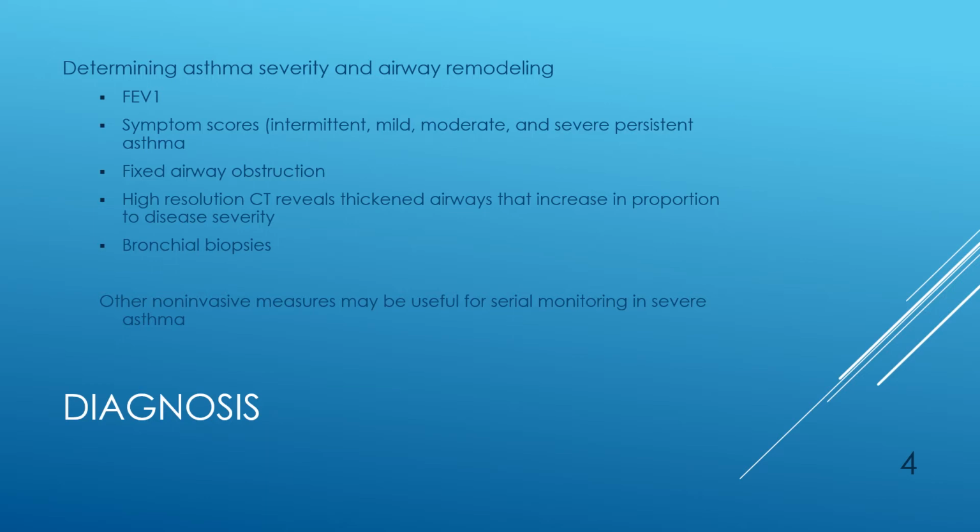Another way of looking at it is to do a CAT scan. A CAT scan will reveal thickening airways in proportion to disease severity. So what that means is you're going to do a CAT scan and you're going to see the thickening of the airways, and you could assume that the thicker the airways, the more severe the disease is. And then the final way is you could do bronchial biopsies, where they actually take some tissue samples and examine them under a microscope, and they could determine how severe your asthma is, especially when we're looking at airway remodeling.